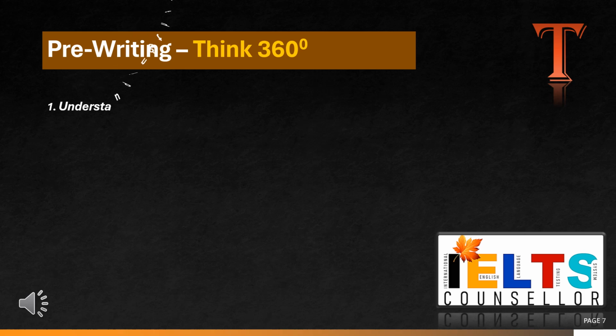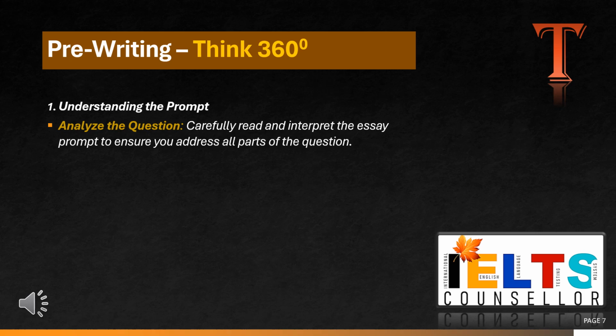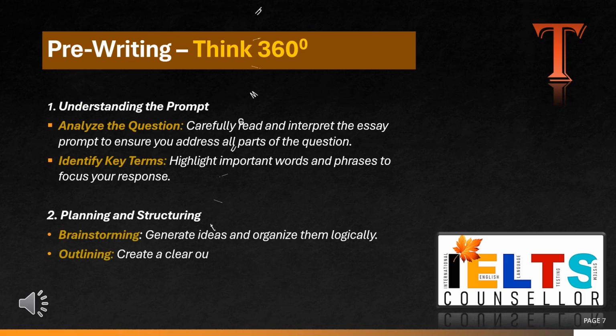What is pre-writing? It is a phase in your writing process that involves understanding the prompt in the given question and planning and structuring your essay. First, you analyze the question by carefully reading and interpreting the essay prompt to ensure you address all parts of the question. Next, you identify the key terms by highlighting important words and phrases to focus your response. This is followed by brainstorming to generate ideas and organize them logically. Finally, you do outlining to create a clear outline with an introduction, body paragraphs, and a conclusion.